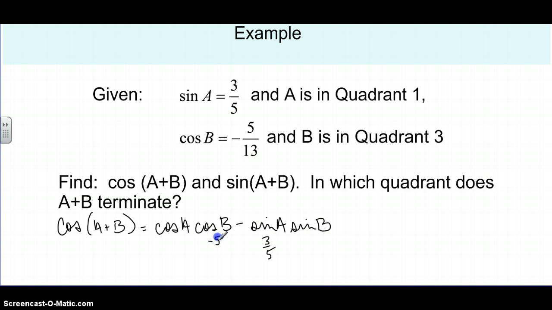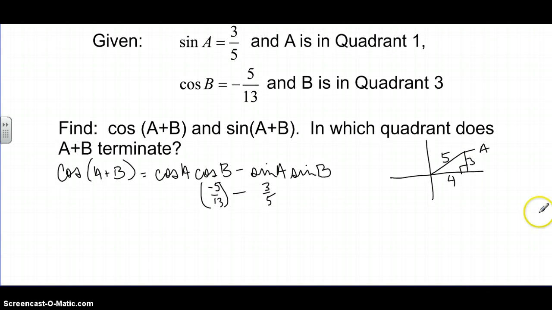That's negative 5 over 13, also given. So I need to find the sine of B and the cosine of A, and I'm going to do that by drawing my angles. My angle A is in quadrant 1, and I know that the sine of A is 3/5. So my vertical must be 3, my hypotenuse must be 5, and using the Pythagorean theorem, I can find that this is 4. And now I'm going to know the cosine of A. Cosine of A is 4/5 because it's adjacent over hypotenuse.